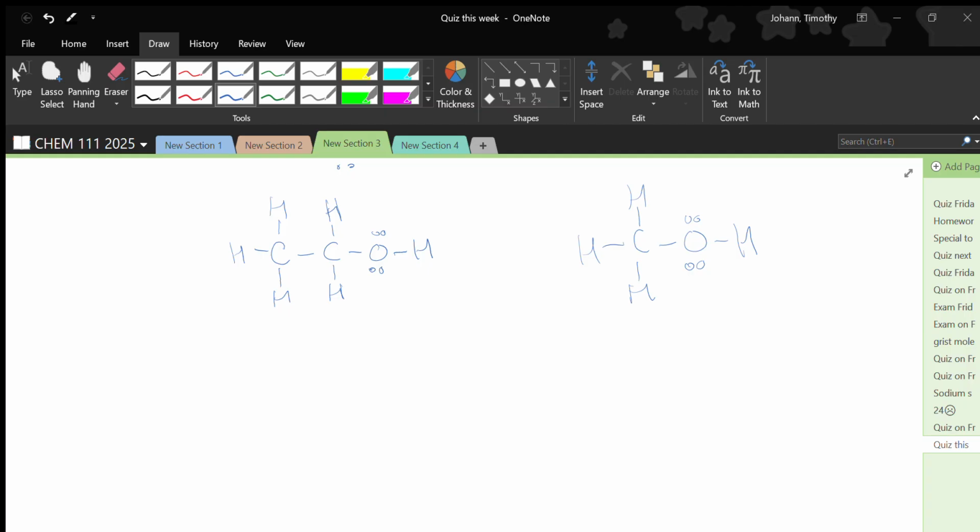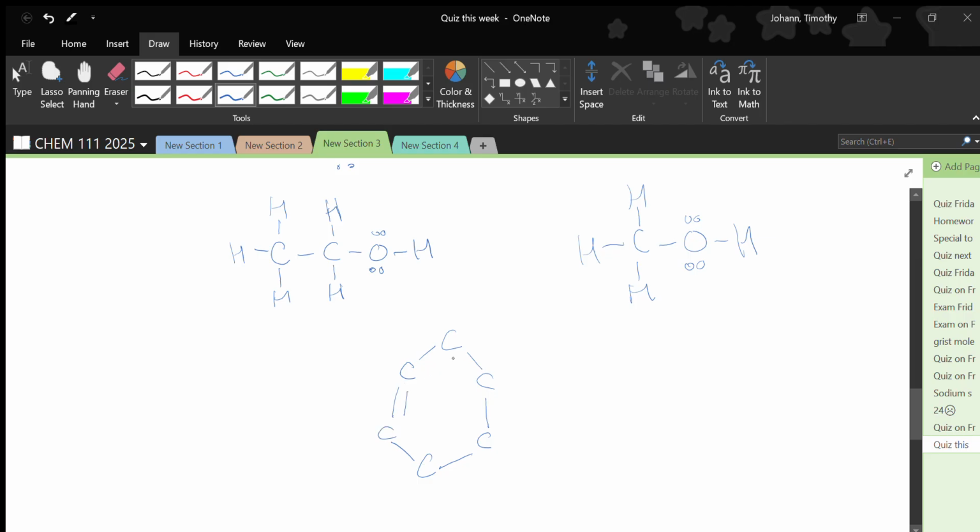Okay, so questions on those? You can see things like that, and you'll get all sorts of crazy things. Okay, let me do one more. I'll do benzene, which is a famous molecule in organic chemistry. Benzene looks like this. Okay, that's what benzene looks like. Okay, questions?